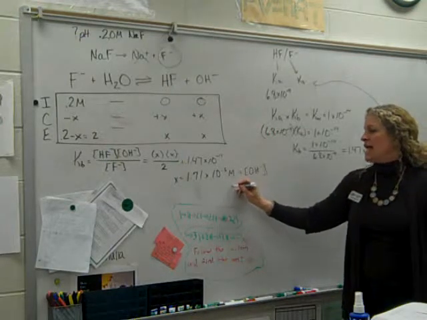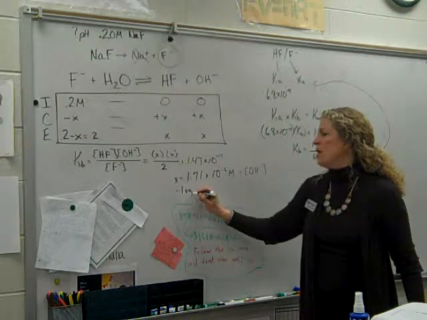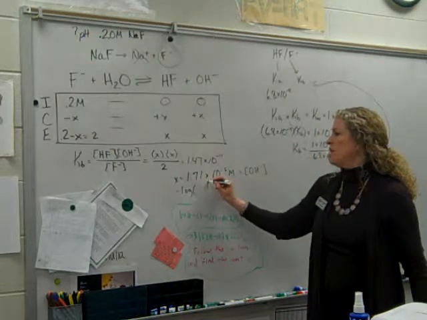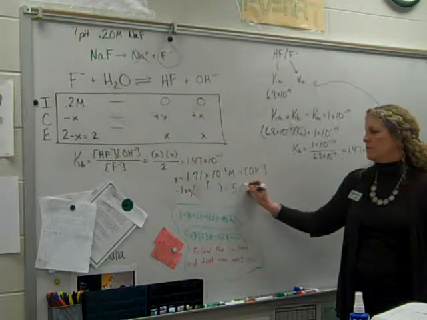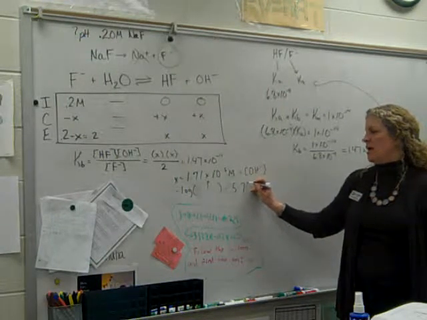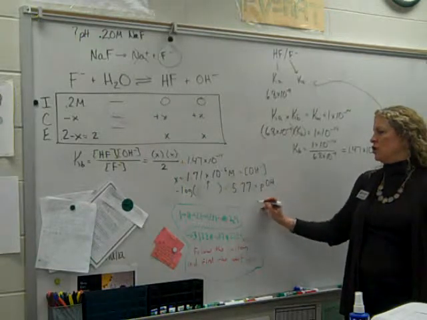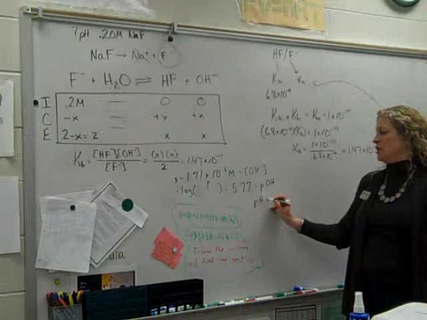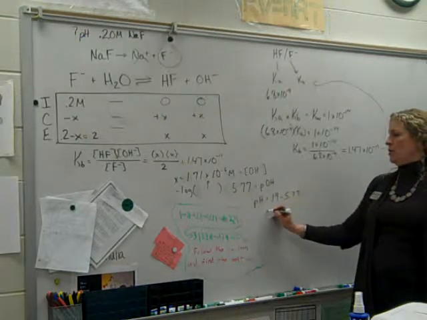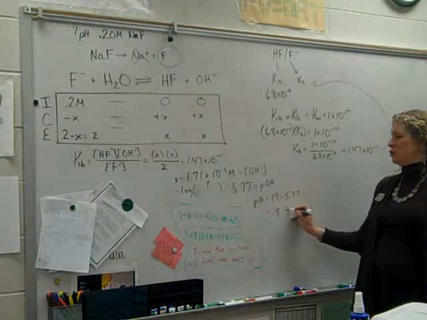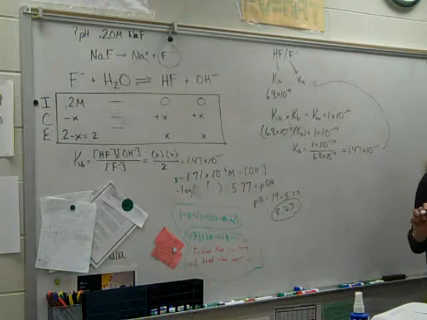So take the negative log. If you take the negative log of this number, are we going to get a 5 something? 5.77. Okay, so we get 5.77, that is pOH. So pH is going to be equal to 14 minus that number, 8.23. Is that a reasonable pH for a weak base? Yes.